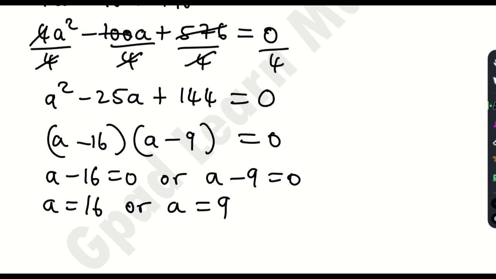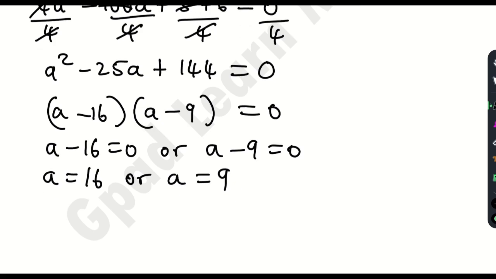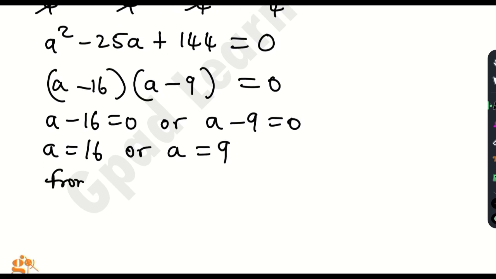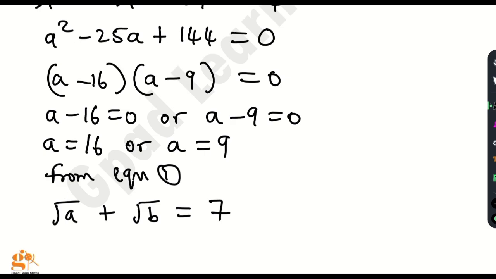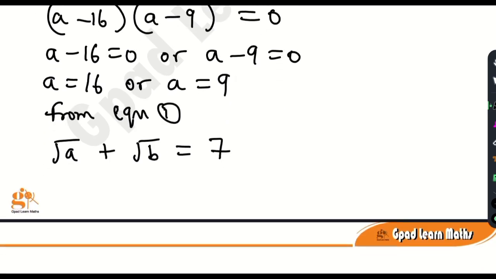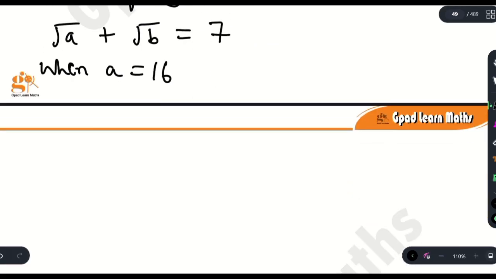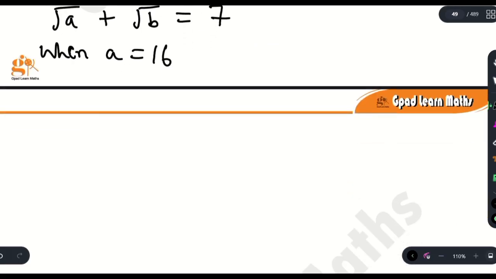Which equation should I use? I think we should use equation. Let's use the first equation, which is root A. So I'm going to say from equation 1, root A plus root B is equal to what? 7. This is the first equation. Now remember, A is equal to 16. So I'm going to say when A is equal to 16, what's going to be B? Let's do that. So when A is 16, plug it into the equation.